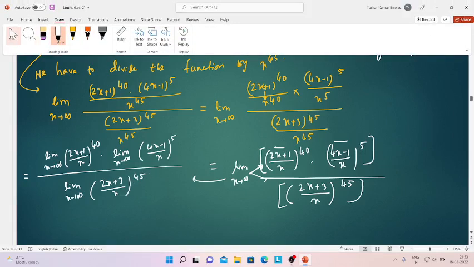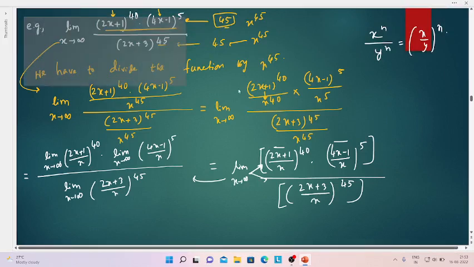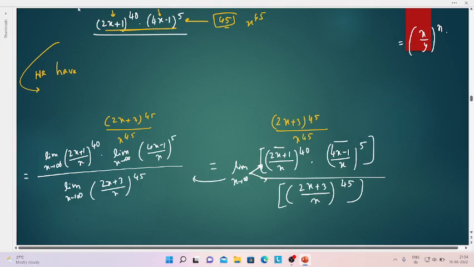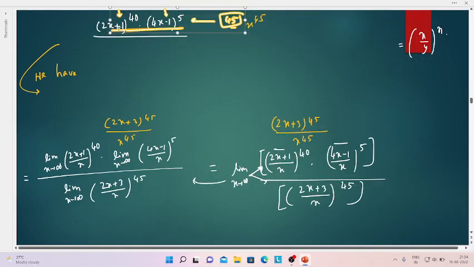So let's erase some parts so that we have more space, and then we can solve by taking this thing. Just wait a second, please.